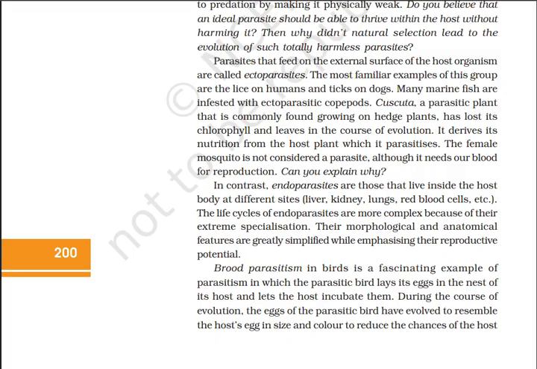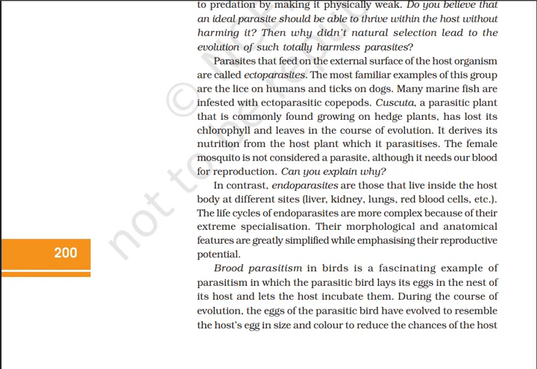In contrast, endoparasites are those that live inside the host body at different sites: liver, kidney, lungs, red blood cells, etc. The life of endoparasites is more complex because of their extreme specialization. Their morphological and anatomical features are greatly simplified while emphasizing their reproductive potential.